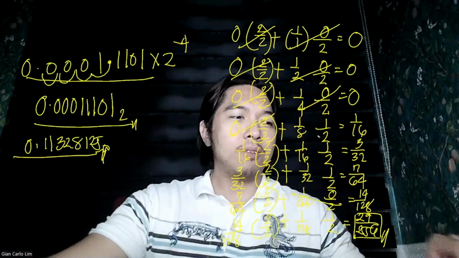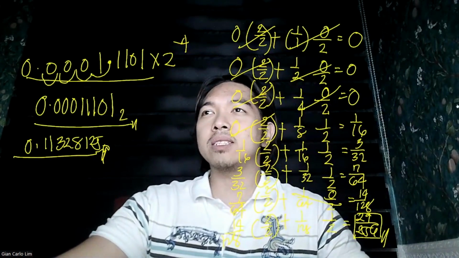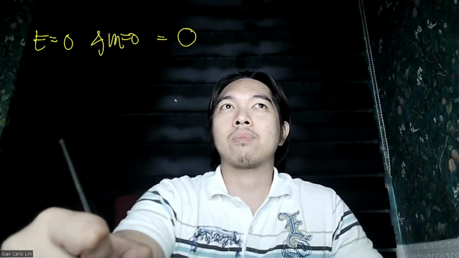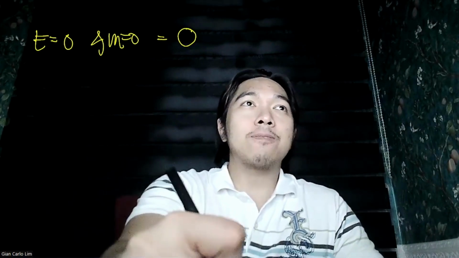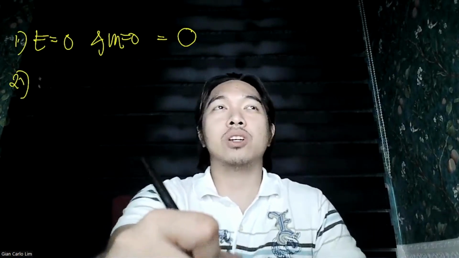Alright? But before I leave with this discussion, I want to share you something. Meron tayong tinatawag na special cases. So, pag ang E natin ay 0, and then ang mantisa natin ay 0 din. Therefore, the value would then be equal to 0. That's the first case. Special cases ito ng IEEE representation.